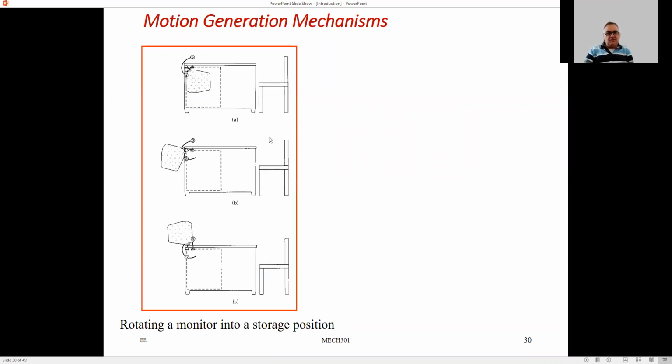Again, we don't have these screens. You remember that we had such computer screens. This is a computer screen that is hiding inside the table. And then by a certain motion generation, it comes from storage position to the operating position, as you see, the computer screen.